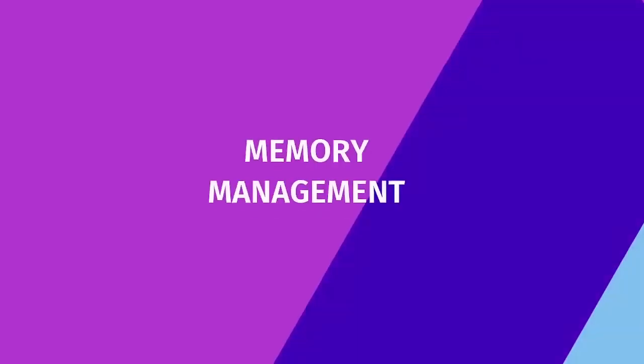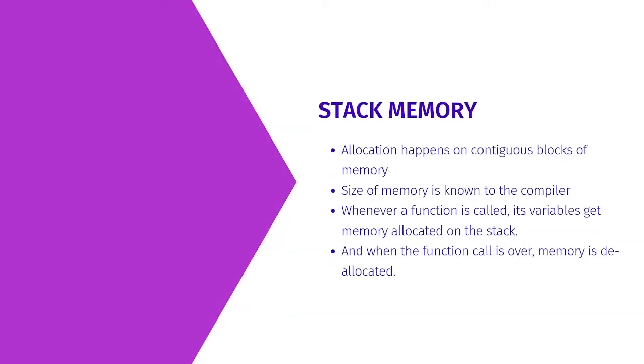So memory management is done using stack and heap memory. First of all, let's talk about stack memory. The allocation happens on contiguous blocks of memory. The size of the memory to be allocated is known to the compiler, and whenever a function is called, its variables get memory allocated on the stack, and whenever the function call is over, the memory for the variables is deallocated. We will see in detail about functions in a separate video. For now, consider it to be a block of statements that perform a task.